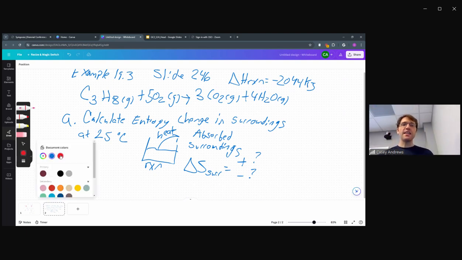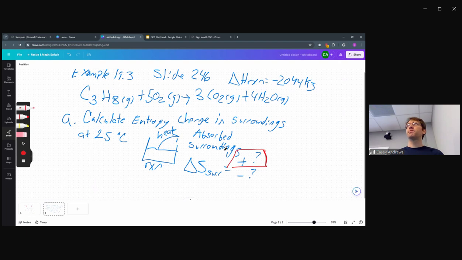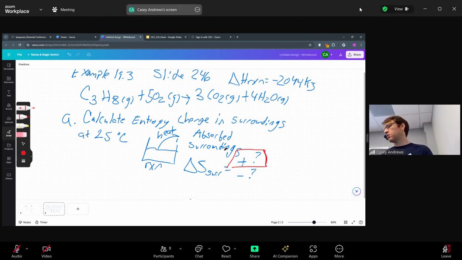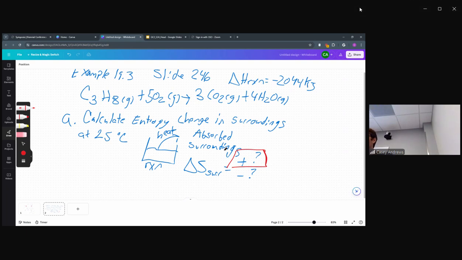Right. So if heat is being released, entropy of our surroundings should increase. Remember, heat is energy. And so if we pump more energy into something, generally the entropy will increase. So let's actually see if the calculation bears that out. Our equation for this was the change in entropy of our surroundings equals negative delta H of our system divided by whatever temperature we're running.